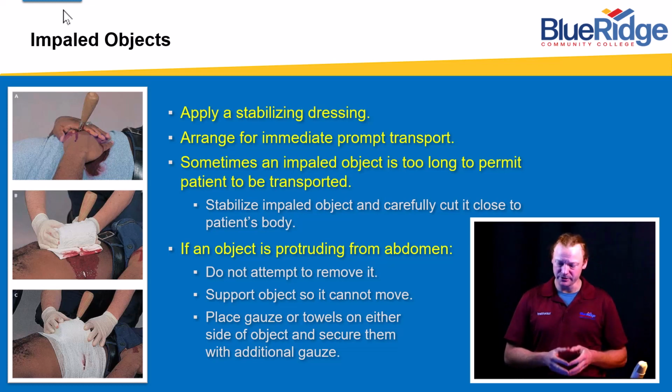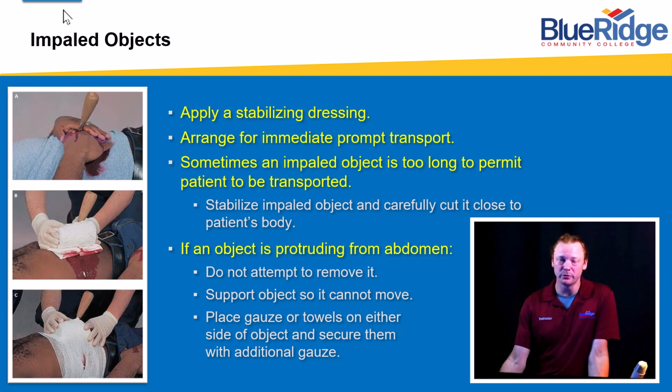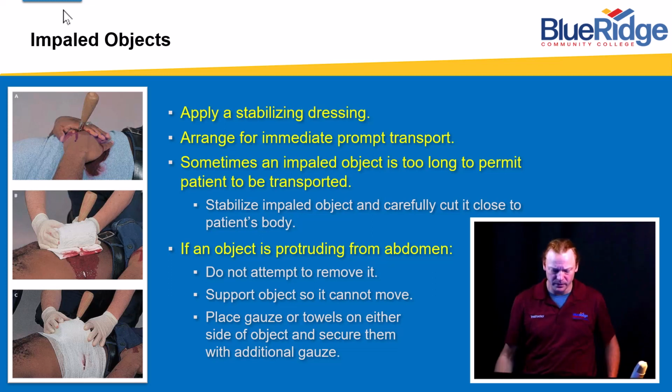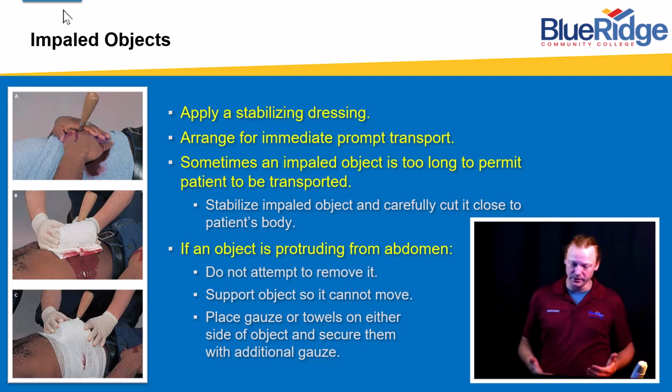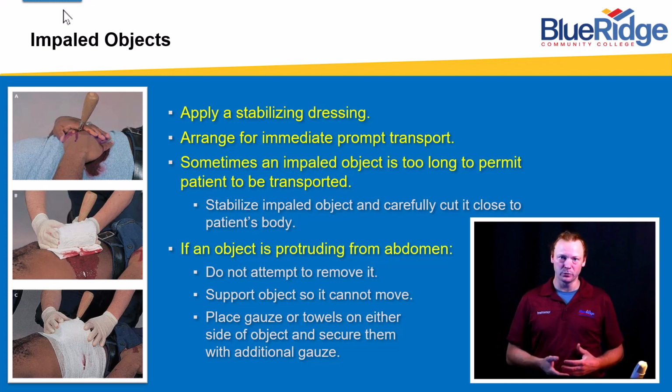Sometimes an impaled object is too long to permit the patient to be transported, and special rescue or fire department personnel will have to help stabilize that object and remove the excess portion by cutting it down. If the object is protruding from the abdomen, same thing: stabilize it in place, minimize or limit the movement as much as possible, and provide prompt transport to the hospital for surgery.